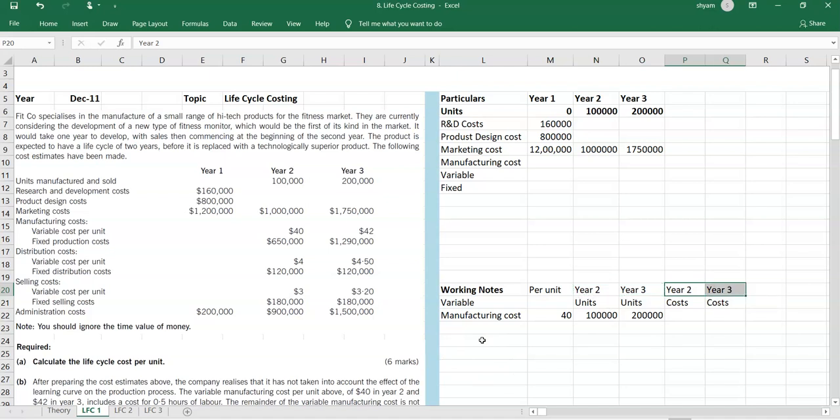Okay, so manufacturing cost per unit is 40 and units is 1 lakh. So we have to multiply it. So 40 into 1 lakh units is this amount, and 40 into 2 lakh units is this amount. So we can copy both and paste in the second and third year. So that is done. Next is going to be fixed. So fixed manufacturing expenses 6,50,000.